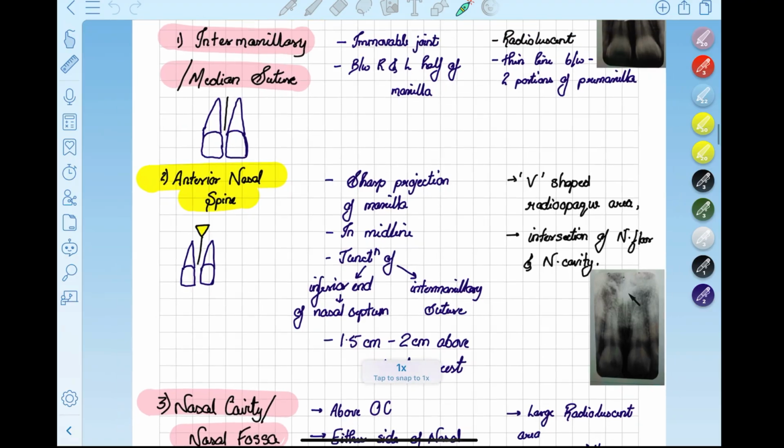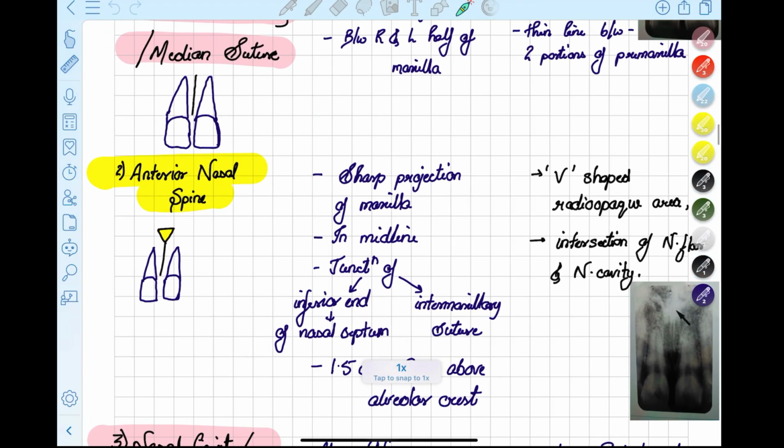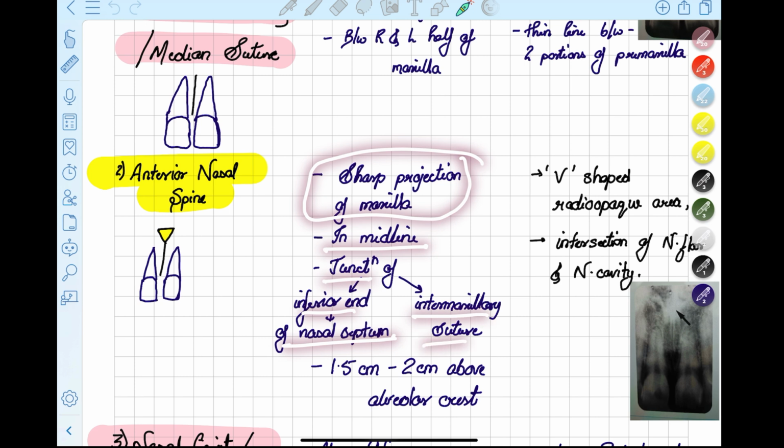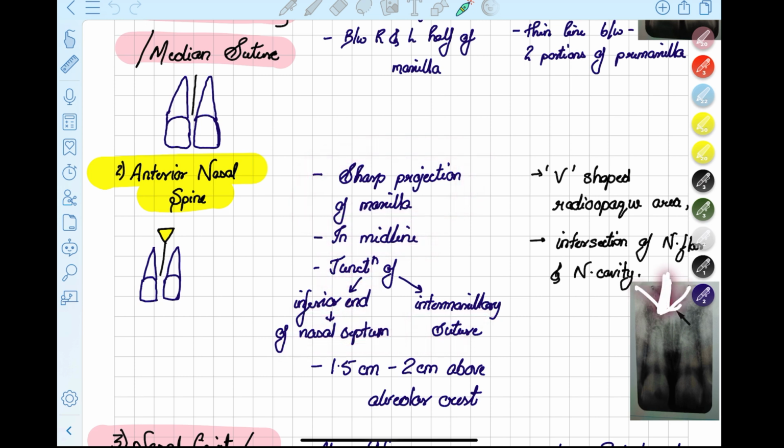The second landmark we are going to see in IOPA is the anterior nasal spine. Anterior nasal spine is nothing but the continuation of the median suture. The location is a sharp projection of maxilla in the midline, at the junction of the inferior end of the nasal septum and the intermaxillary suture. As we can see, this is the nasal septum. It is situated at the junction of the nasal septum and intermaxillary suture.